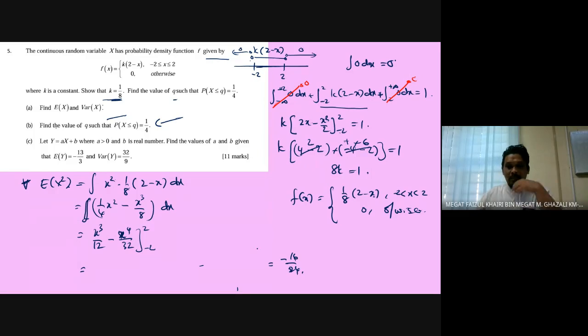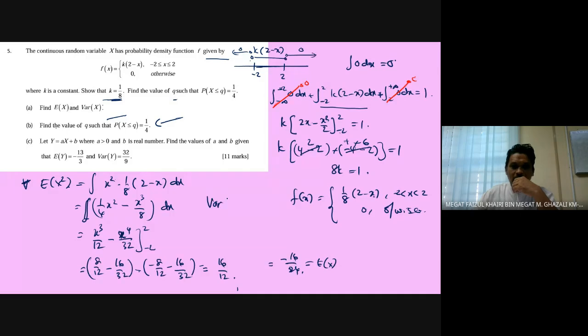Okay, this is expected of x squared. So then 2 cubed equal to 8 over 12 minus 2 to the power of 4, 16 over 32, minus negative 8 over 12 minus 16 over 32. So then negative, negative become positive. So negative 16 over 32 plus 16 over 32, 0. So 8 plus 8, 16 over 12.